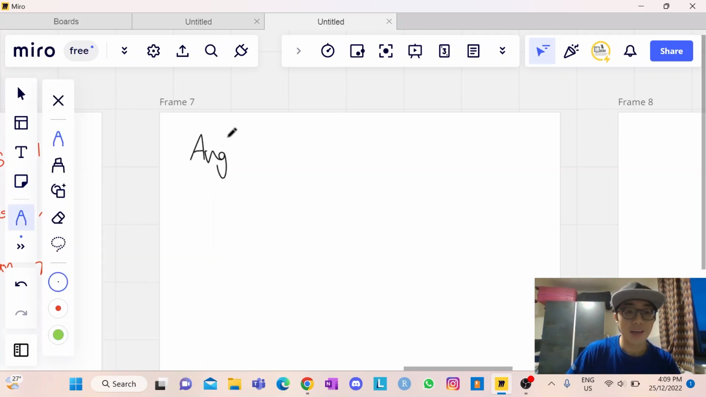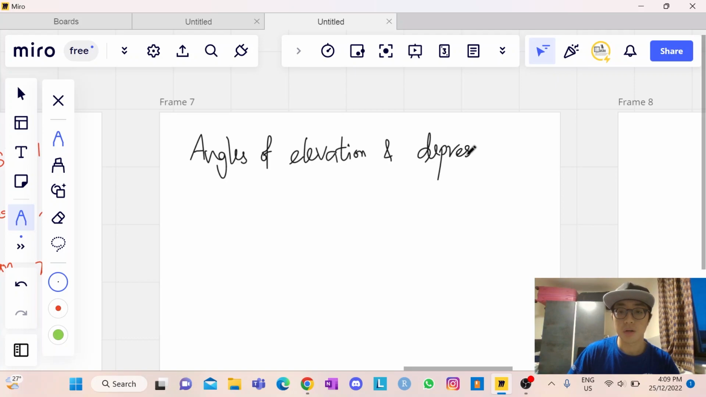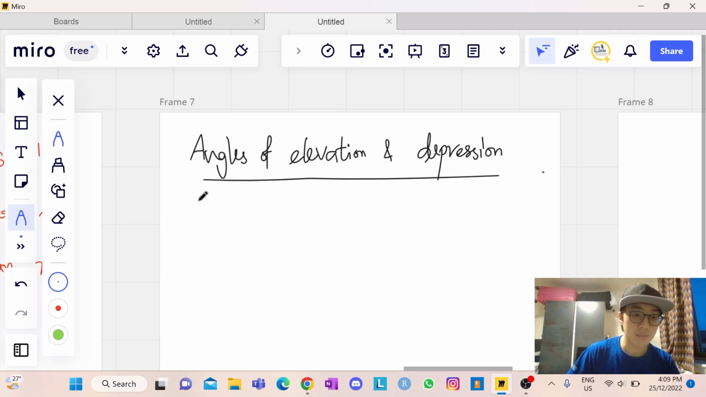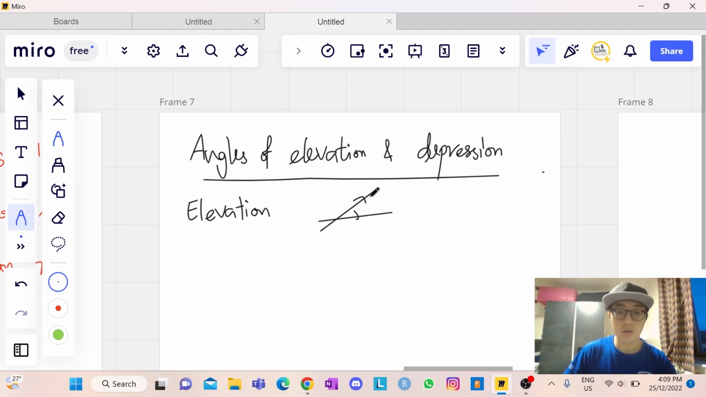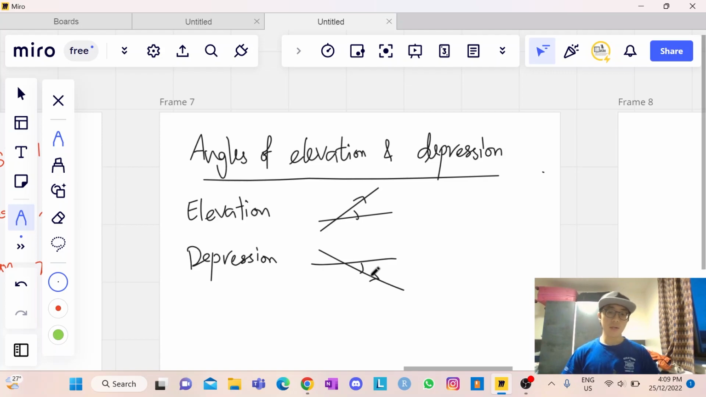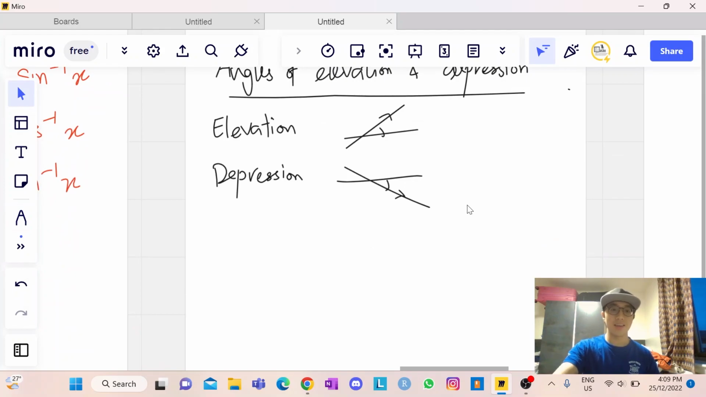Right, so here, angles of elevation and depression. As the name suggests, elevation means you look upwards, and depression, is it double P? I don't think it's double P. Depression is from a straight line you look downwards. Elevation is from a straight line you look upwards, and then the angle created will be the angle of elevation.